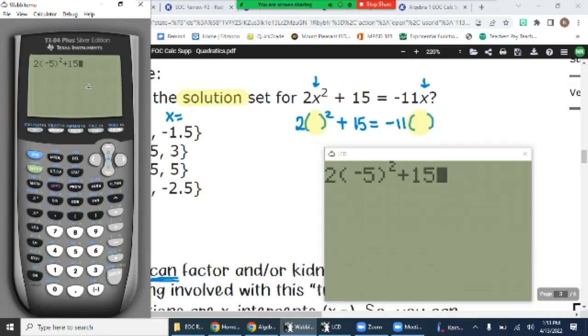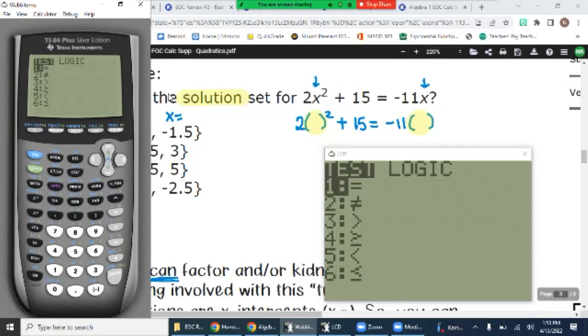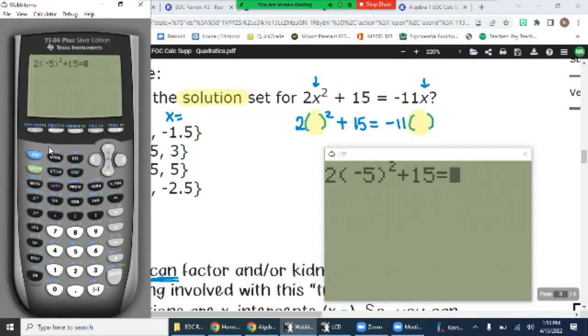Hold on. No. Did you put enter? That's not what step 2 says. Actually, step 3. Step 3 says press second math. Press second math. Because we still have equals negative 11x. Everybody see that equal sign? That is how you put an equal sign into your home screen. So now I can finish writing the rest of the equation. Negative 11, and then my negative 5. Everybody got that? Press enter. What do you get?